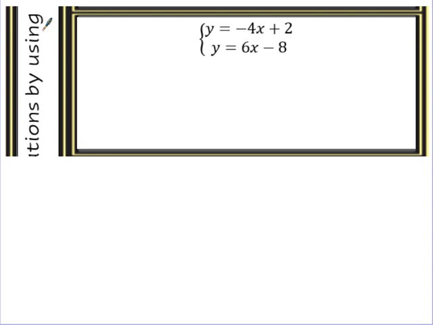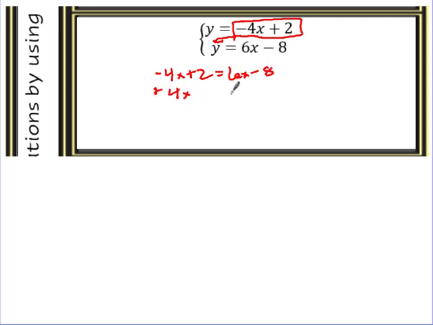So again, I have two equations in slope-intercept form. I have y is equal to this, y is equal to this one as well. So that means because they're equal to each other, I get to make a substitution because y is this. I get to plug it in for y in my second equation. So I really have negative 4x plus 2 equals 6x minus 8.